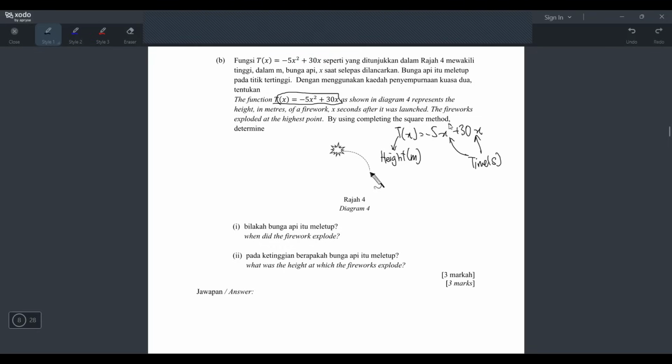Okay, but let's see what they want. The fireworks exploded at the highest point. So this is not a rocket, it's fireworks, sorry. The firework will go until the highest point and then boom, explode. So this point is the highest point.